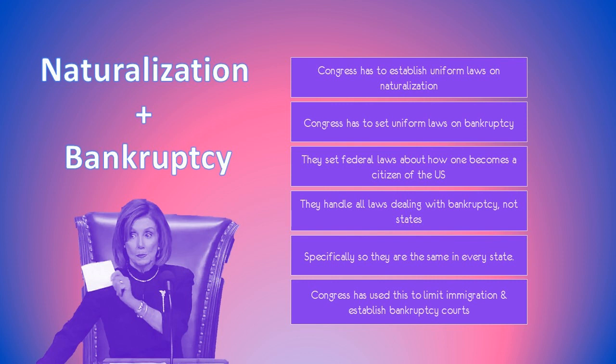So, Congress sets up clear policies that are the same in every state about how a person would become a citizen. The same is true for bankruptcy. These are here in the clause together. They don't really have anything to do with each other, except that we want them the same in every state.